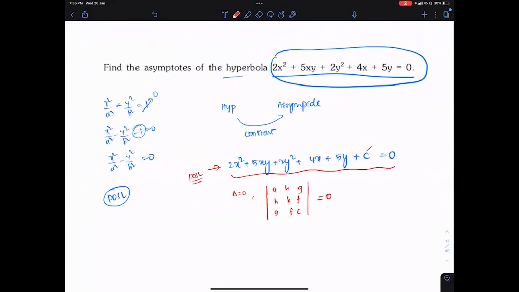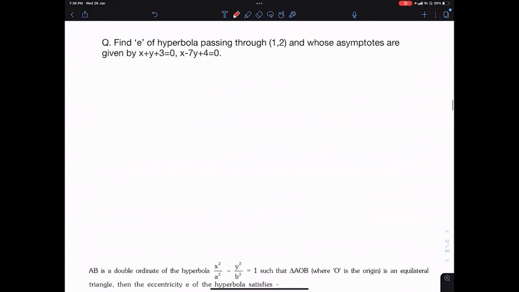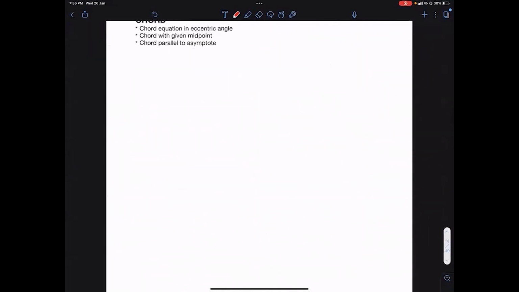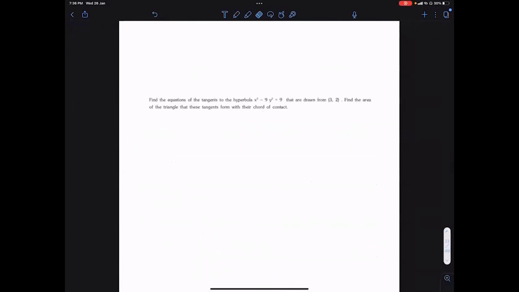Again, as I'm saying, it is not so much necessary, guys. Now, next one is parameterization. I will quickly go to tangents. Actually, tangents is the important part again.